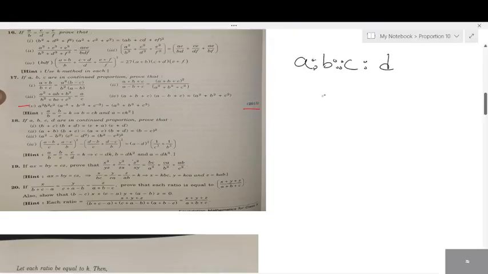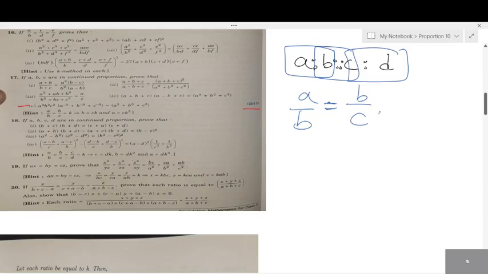So continuous proportion, you get A by B is equal to, again B will get repeated, B by C. First take these two and these two. This is the meaning of continuous proportion.